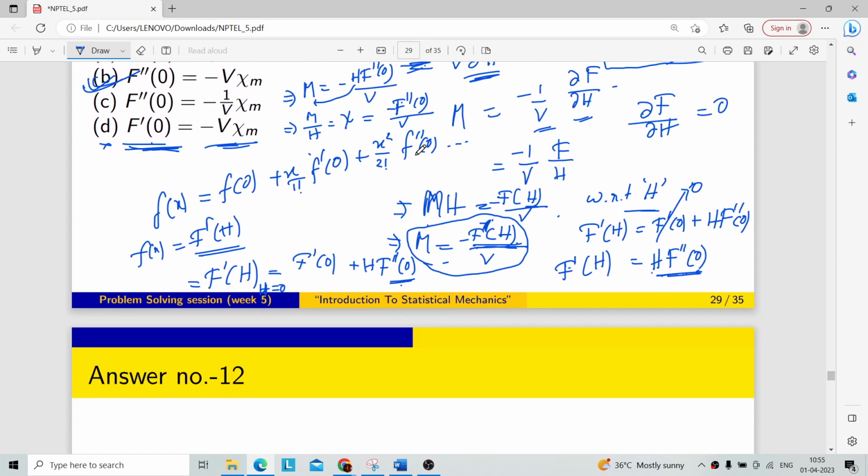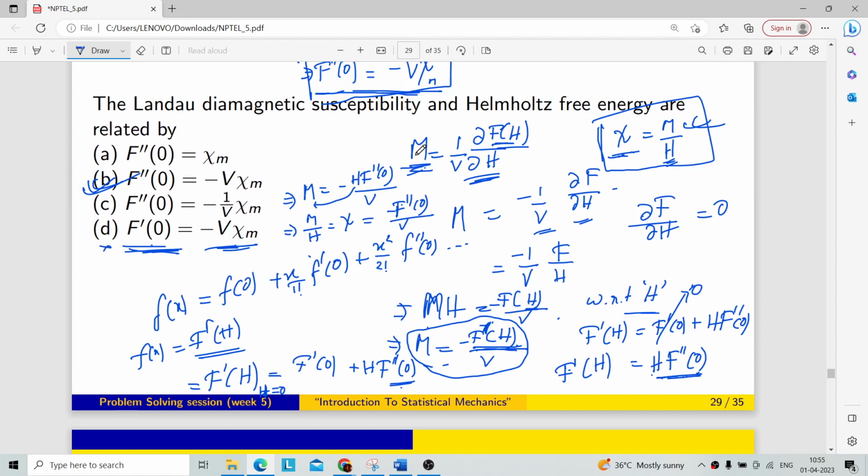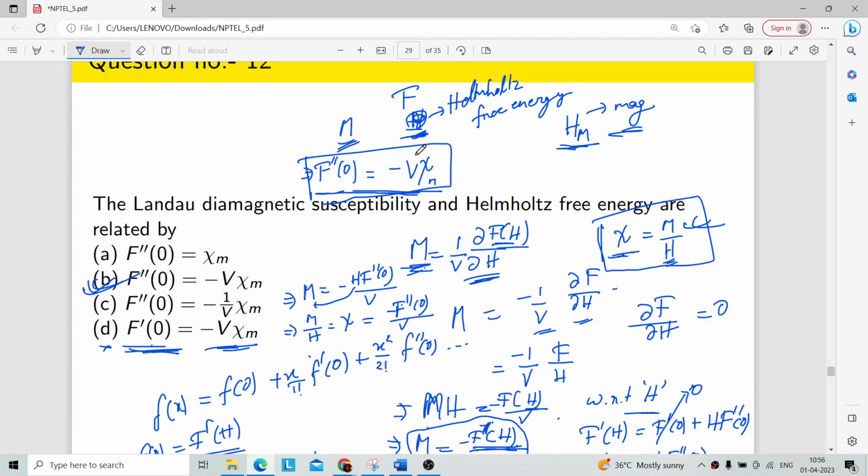Any questions on this? Okay. And this is the formula for canonical ensemble. As in canonical ensemble, we have Helmholtz free energy instead of the internal energy. Right.